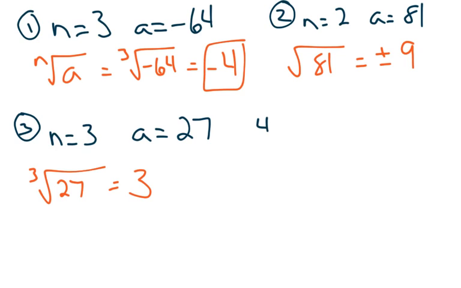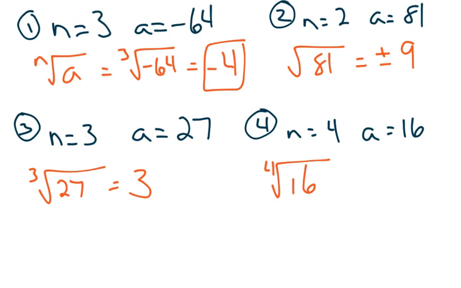And then finally number 4. N equals 4, a equals 16. So now we're in the 4th root of positive 16. Even and positive, just like example number 2 up there. 2 answers here, plus or minus. The number times itself 4 times to get 16, that would be 2.